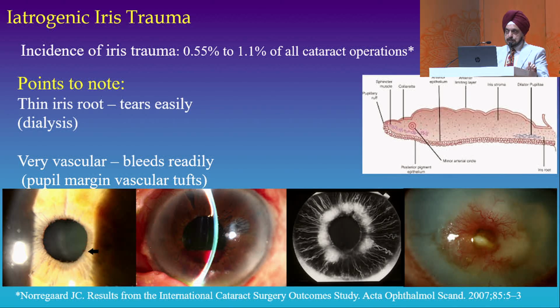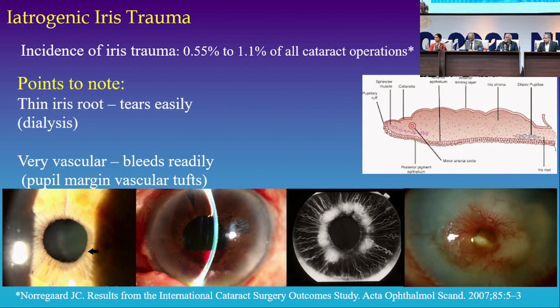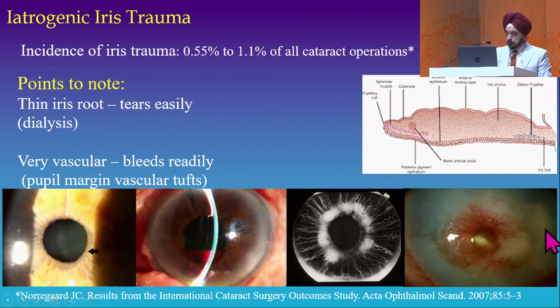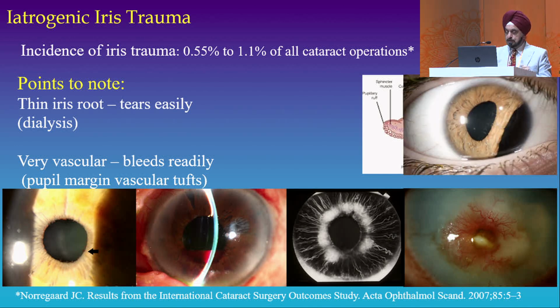So let's start at the beginning. What makes the iris vulnerable to trauma? The iris is very thin right at the root, at the periphery here. So that's where it tears very easily, and we have seen that in this picture shown before of iridodialysis, which happens with iris root tears.